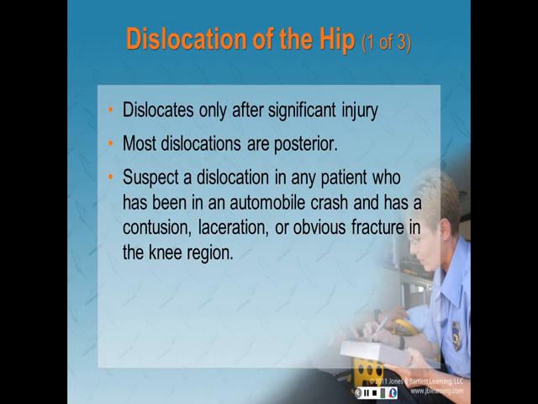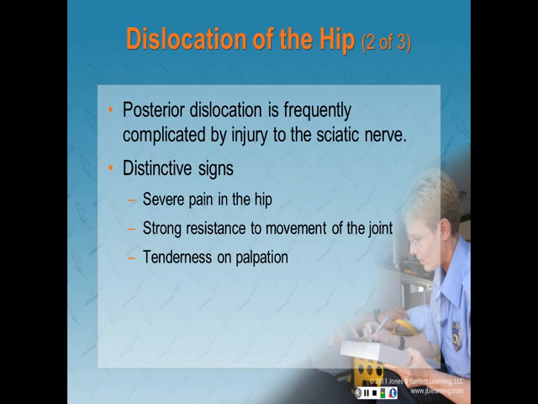Hip dislocations. The hip is a very stable joint that dislocates only after significant injury. Most dislocations of the hip are posterior, and you should suspect a hip dislocation in any patient who has been in an automobile crash and has a contusion, laceration, or obvious fracture in the knee. Posterior dislocation of the hip is frequently complicated by injury to the sciatic nerve, which is located directly behind the joint. The sciatic nerve is the most important nerve in the lower extremity.